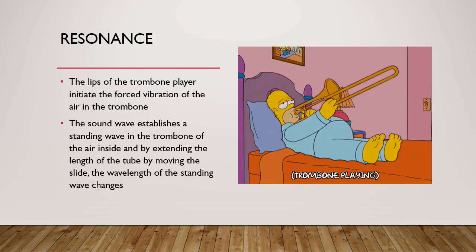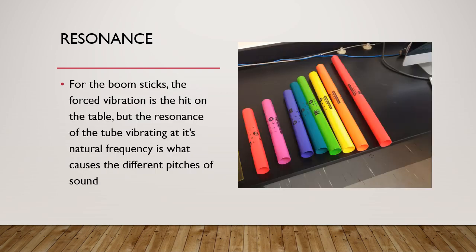But some ideas of resonance a bit more here, like in a trombone, right? The lips of the trombone player initiate the forced vibration of air in the trombone, and then the sound wave establishes a standing wave in the trombone and the air inside. If we extend the length of the tube by moving the slide, the wavelength of that standing wave is going to change. So that's why with the trombone, you change the pitch by extending the slide forwards and backwards. You're extending the length of the column of air, okay, basically extending the wavelength to change the frequency of the sound that is most naturally vibrating within that trombone.